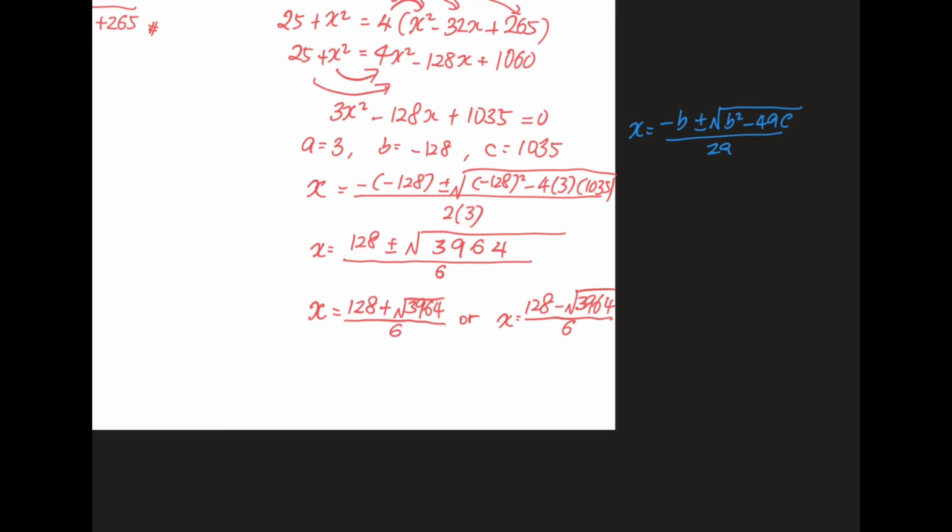For the first fraction, we get 31.827. Let's see the question first. They said 3 decimal places. Yes, okay, so I just leave the answer like this. Okay, for the second one, let's check with the calculator. 128 minus square root of 3964 divided by 6, we get 10.840.